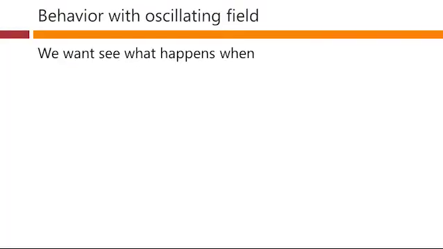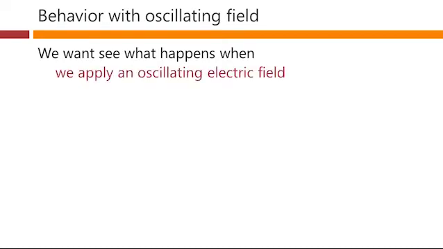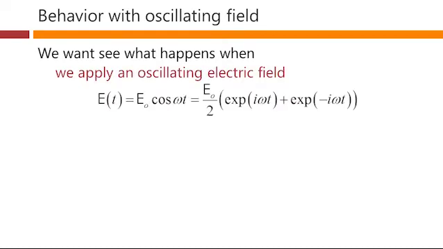Now we want to see what happens when we apply an oscillating electric field, so that could be of this form here, that is E0, some amplitude, times cos omega t, for example, although we often prefer to write these out using complex exponentials here. And we are applying then that oscillating field to our two-level system.